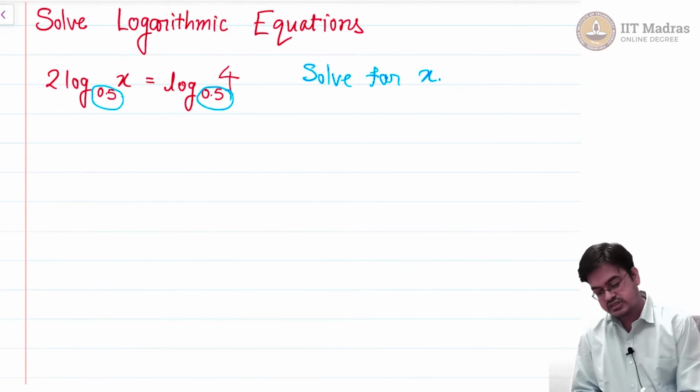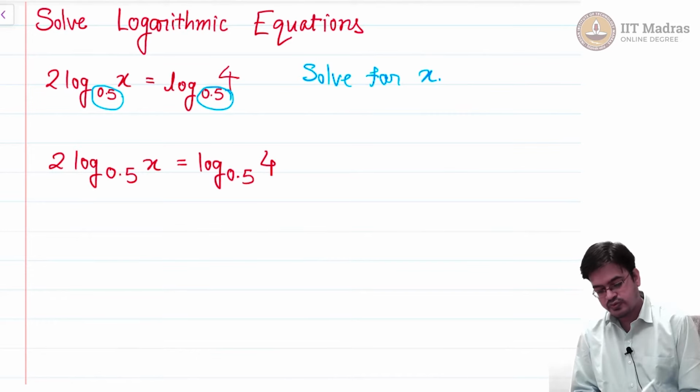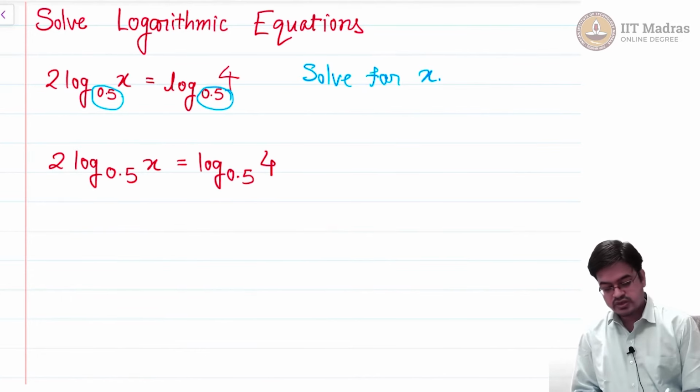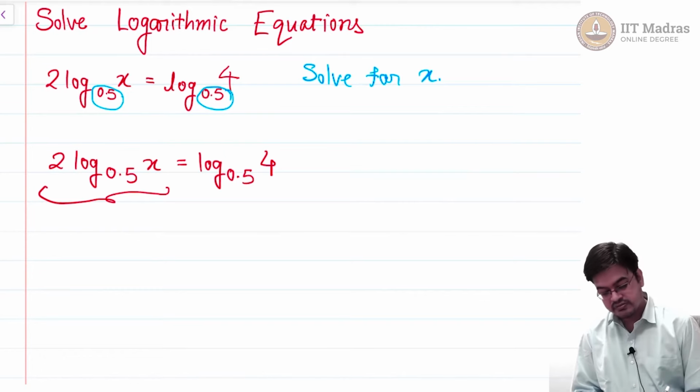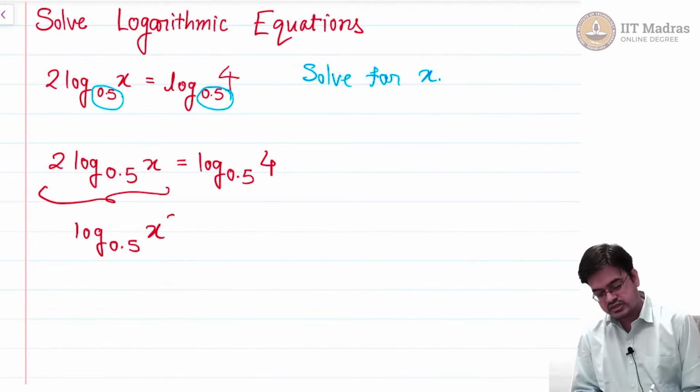So what is this expression saying? Let us write this: 2 times log to the base 0.5 of x is equal to log to the base 0.5 of 4. Now first thing, if you look at the left hand side, is there any rule that I can apply? Yes, I can apply the power rule. So I can simply convert this into log to the base 0.5 of x square, and let the right side be as it is. So it is log to the base 0.5 of 4.